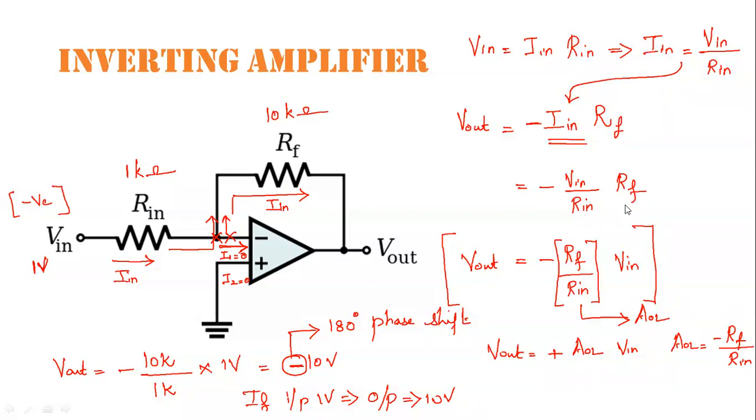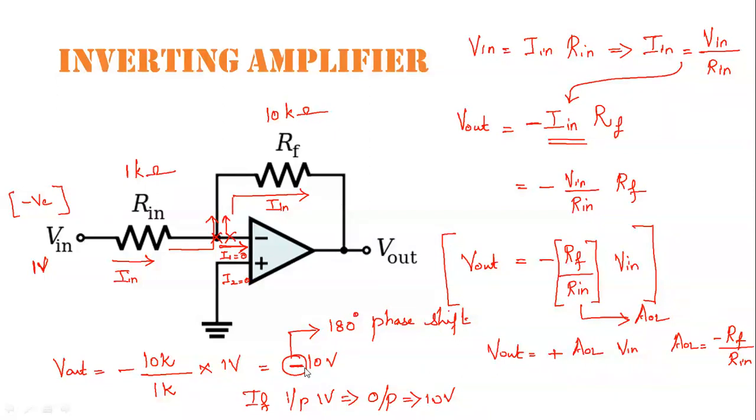So we know the ratio RF by Rin is nothing but the gain. We will call it the open loop gain, RF by Rin. So if I substitute the gain AOL, the output equals the gain into Vin. Here the gain of the op amp is minus RF by Rin. Okay. So why we got minus, we may have a doubt about that.